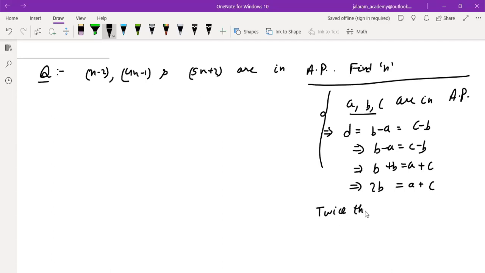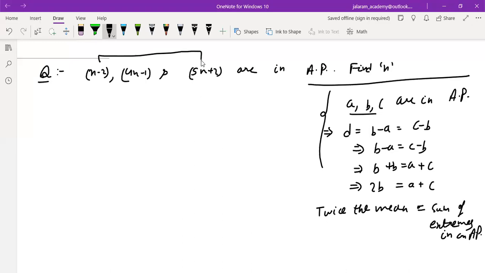Yes, sir. Or we can say twice the mean equals the sum of extremes in an AP. So if three terms are in AP, the mean is 4n minus 1. Is that clear to you? Yes, sir. A, B, C are in AP means twice the mean equals the sum of extremes.